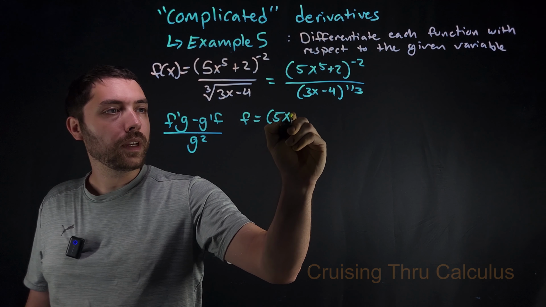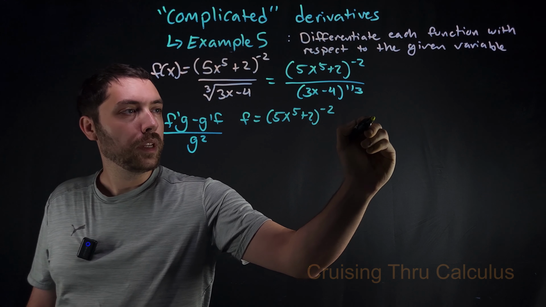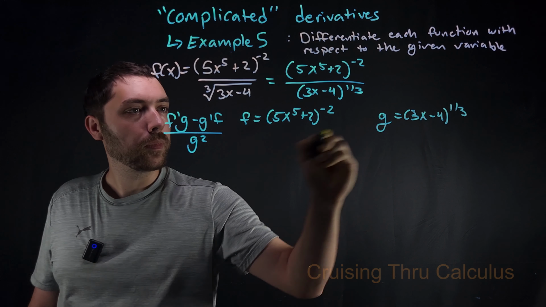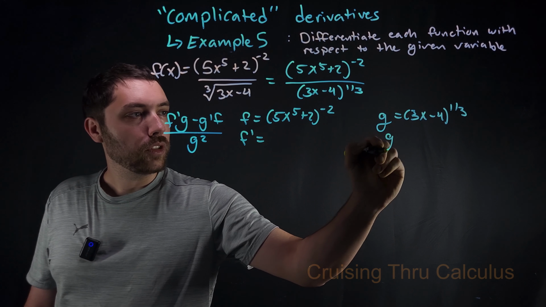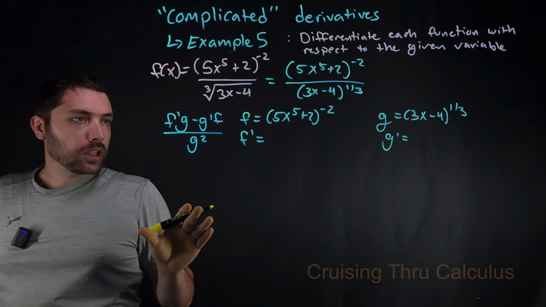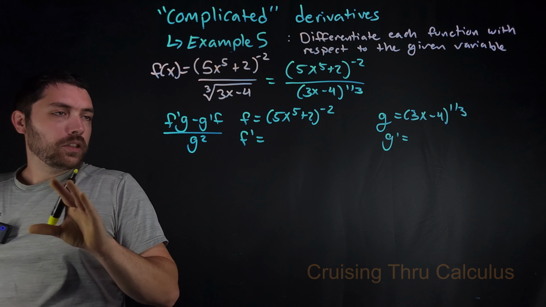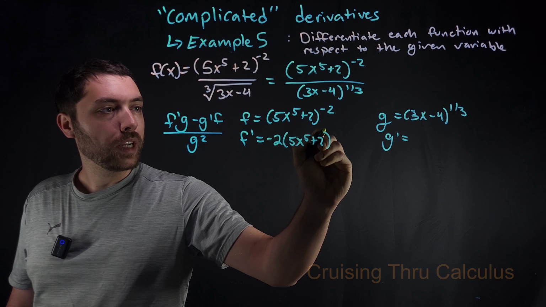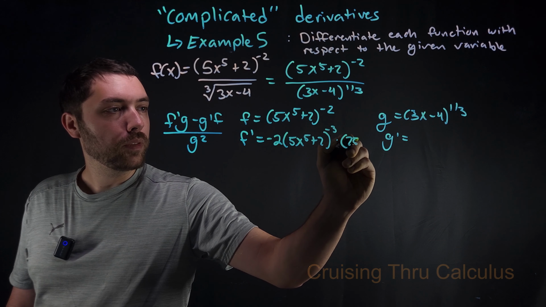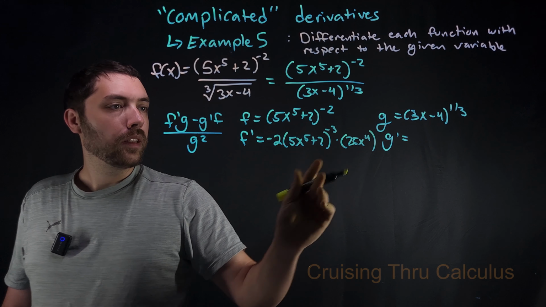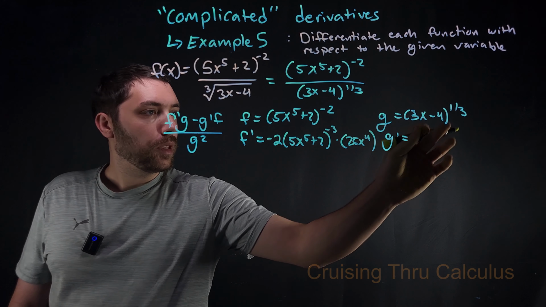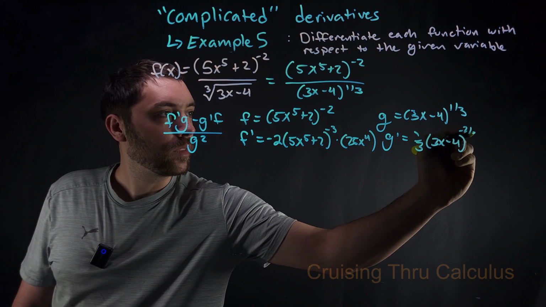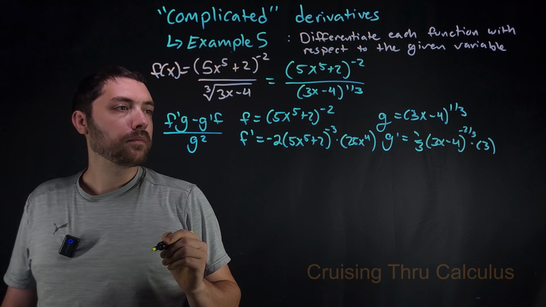All right, well, let's go ahead and figure out what the top and bottom pieces are. Our top piece is the 5x to the 5th plus 2 to the negative 2. And our bottom piece is the 3x minus 4 to the 1/3. Now we need to find the derivative of each of these pieces. And each piece here is going to require the chain rule. So let's use that. We're going to take the negative 2 and pull it down, subtract 1, and then multiply by the derivative of the inside. That will be our first derivative. We're going to do the same thing over here. Take the 1/3, pull it down, subtract 1, and then multiply by the derivative of the inside.